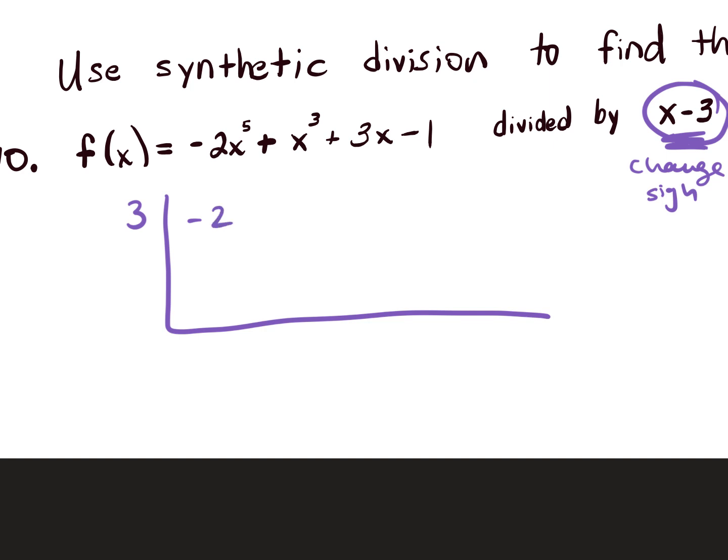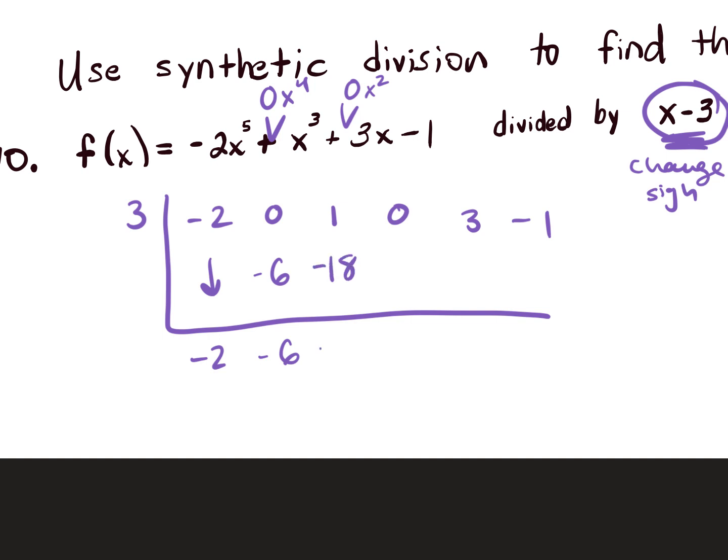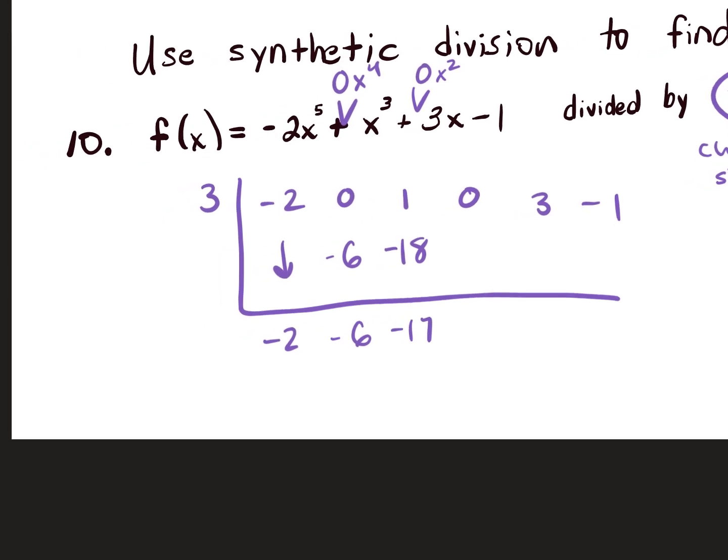2, -2, 0, 0, 0. 1, 0, 3, -1. Perfect. We're missing an x to the 4th power, so I have to put a 0 in that spot, and we're also missing an x squared, so I put a 0 in that spot. We're going to drop down the -2, multiply on the outside, we get -6, multiply again, we get -18, which would be -17. I'm going to write it on the side here, 51.